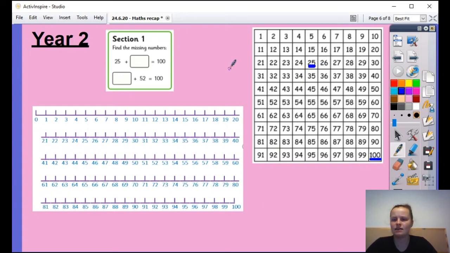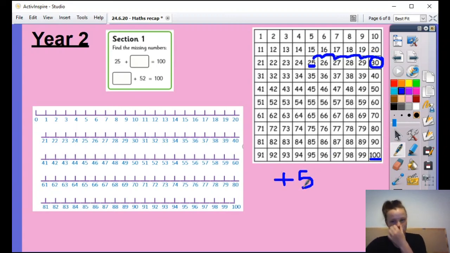The nearest 10, okay? So if you look at 25, what is the next 10? What number's the next 10? So our next 10 would be 30. So how many do I need to add to get to 30? Okay, so I need to add 1, 2, 3, 4, 5. So I need to add 5 to get to 30.